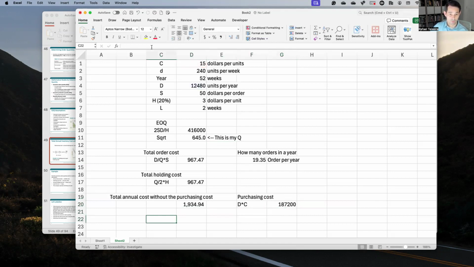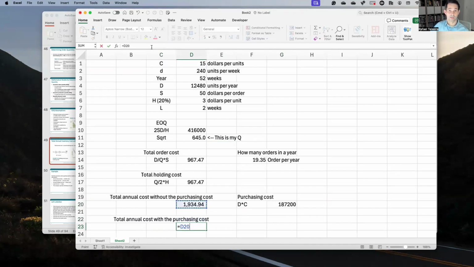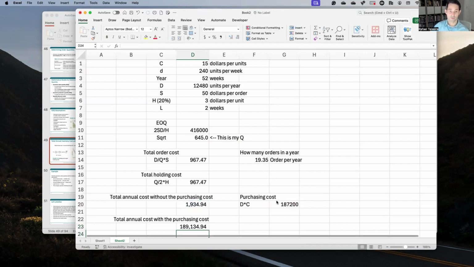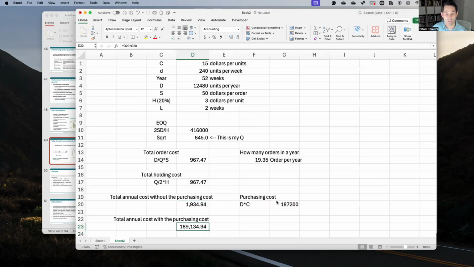What is my total annual cost with the purchasing cost? My total annual cost, including the purchasing, is going to be my annual cost without purchasing plus the cost of the purchasing. So that's how much the company is going to spend per year: $189,134. Two total annual costs, one without the purchasing and one with the purchasing.